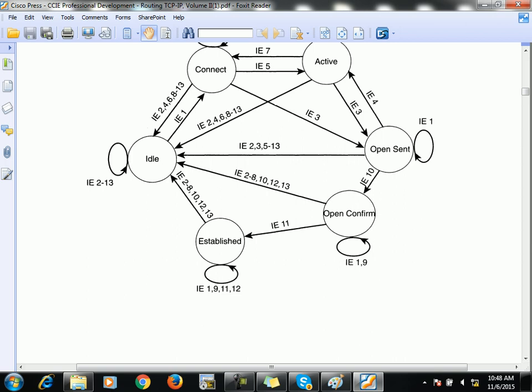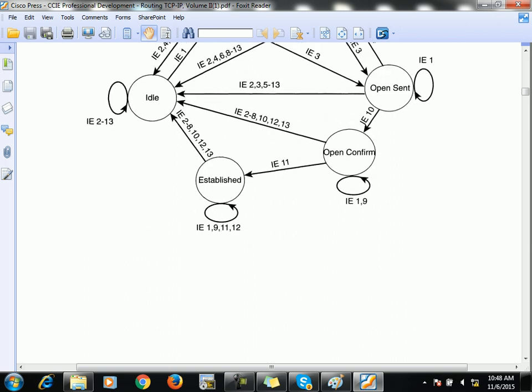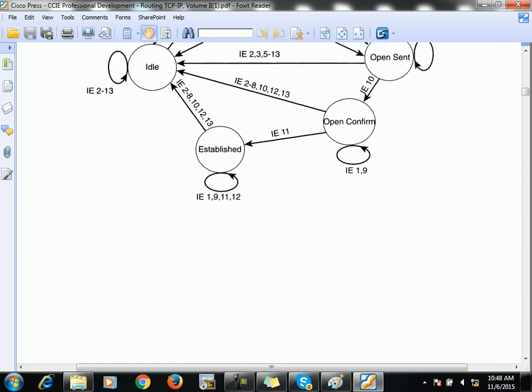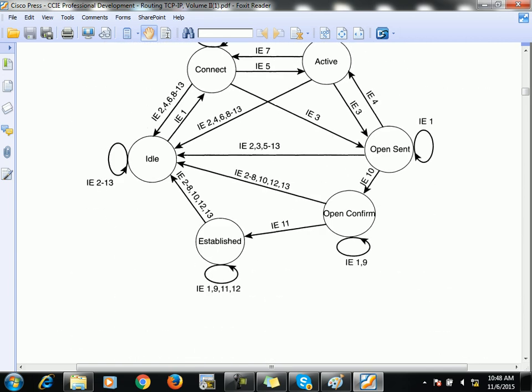Then it will remain in open confirm state. Input event 11, it has received or generated, it has received keep alive message. So once in open confirm state, it will receive keep alive message, your neighborship state will be called as established state. It will be established state, right?